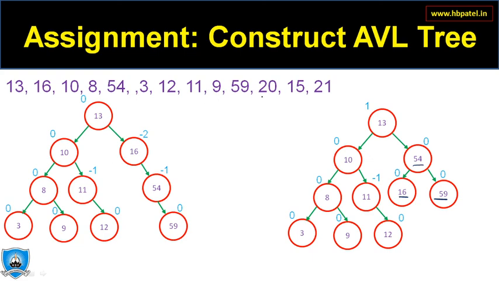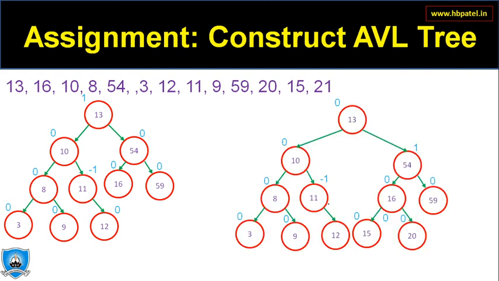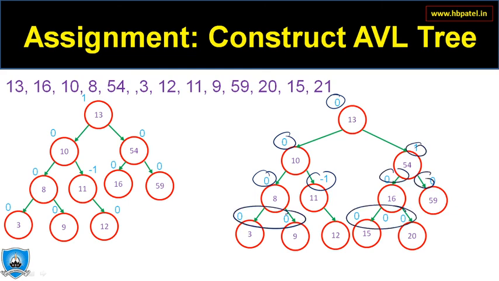So look at this. This is done, 54, 16 and 59, and all the balance factors have been adjusted. Now next comes 20. 20 is greater than 13, so it should go here. 20 is less than 54, so it should go here, but 20 is greater than 16, so 20 should come here. So let's check this out. 20 has been put over here. Now with this there is no problem at all, these balance factors are okay. 0, 0, 0, minus 1, 1, 0, 0, so no problem at all.